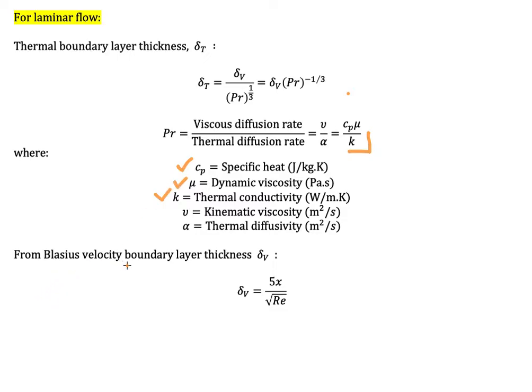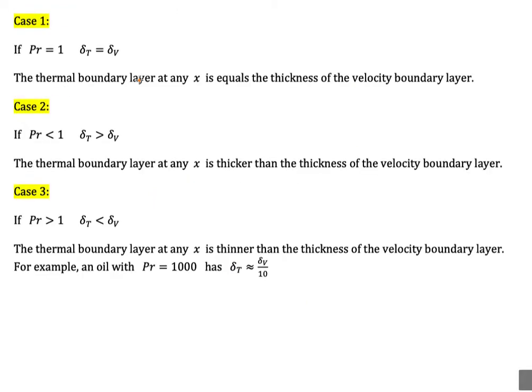From the Blasius velocity boundary layer thickness, delta V, we know that the common equation for the boundary layer thickness is 5x over the square root of the Reynolds number. Then we can use this equation to estimate this one. For example, if the Prandtl number is equal to 1, then the thermal boundary layer thickness is equal to the velocity boundary layer thickness. If the Prandtl number is less than 1, delta T is greater than delta V, and if the Prandtl number is greater than 1, delta T is less than delta V.